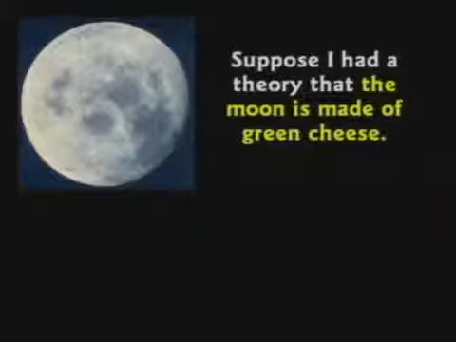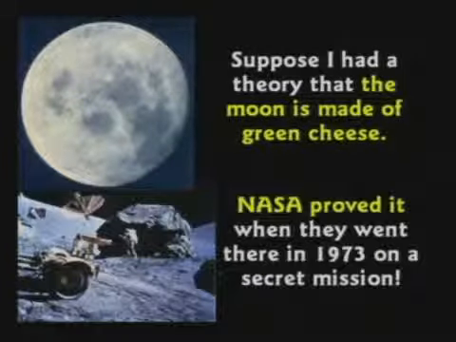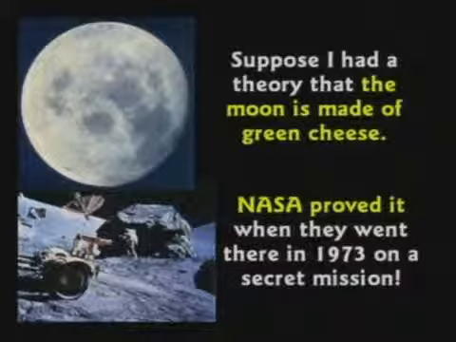Suppose I had a theory that the moon is made of green cheese. That's a dumb theory, but there's no law against having dumb theories. It's a good thing, right? Then suppose I said NASA proved it when they went there in 1973 on a secret mission and drilled a hole and found the moon is made of green cheese. Well, see, now we've got a problem. I have a dumb theory, which is fine, but I'm using lies to support my theory. Oh, now that's not fine.